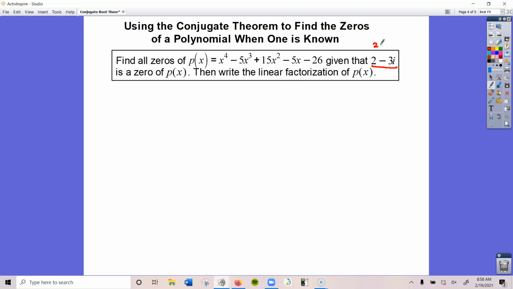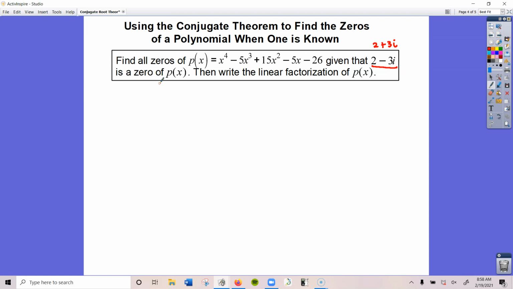That means that 2 plus 3i is also a root. Now, what did we do before when I gave you a root? We would divide it from the polynomial to then get the depressed polynomial, meaning the answer, and then we would factor from there.